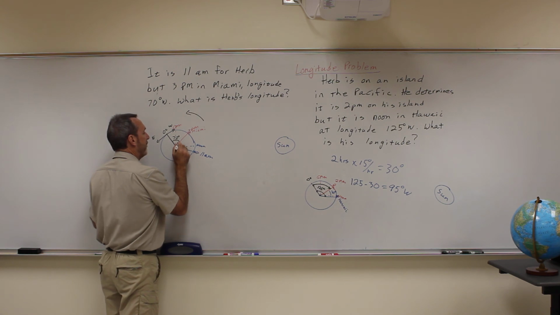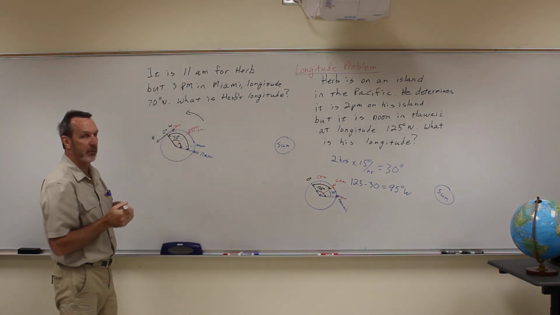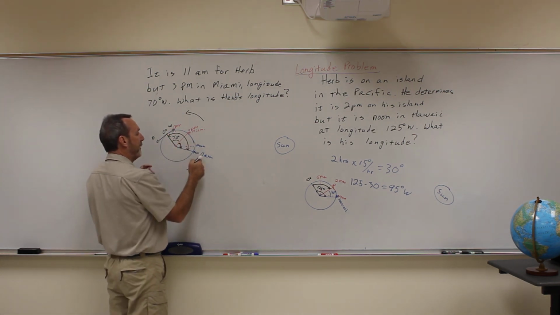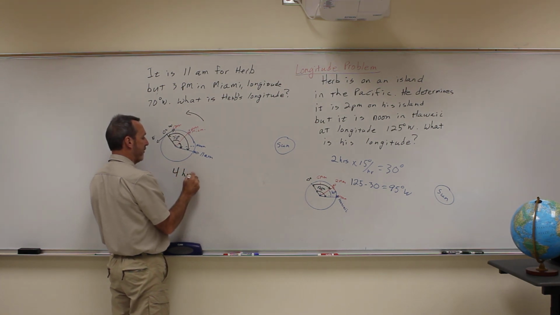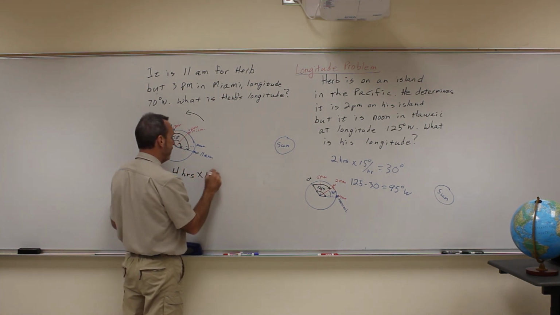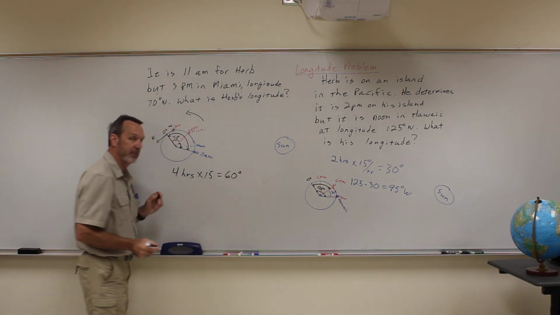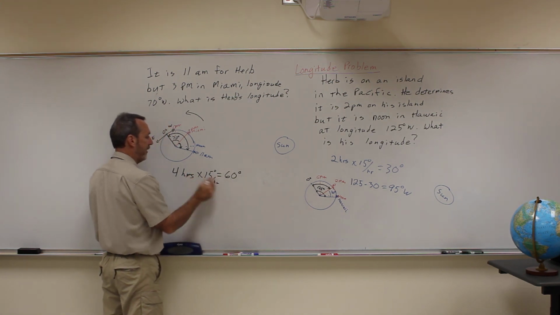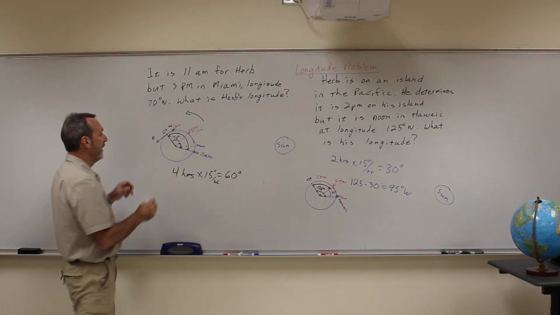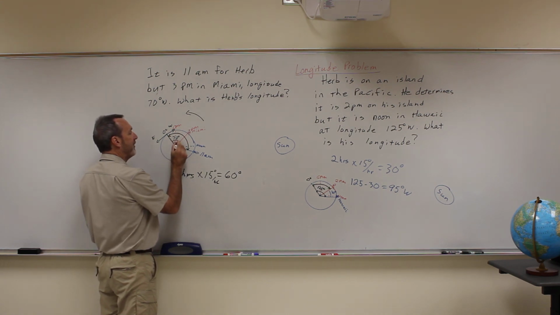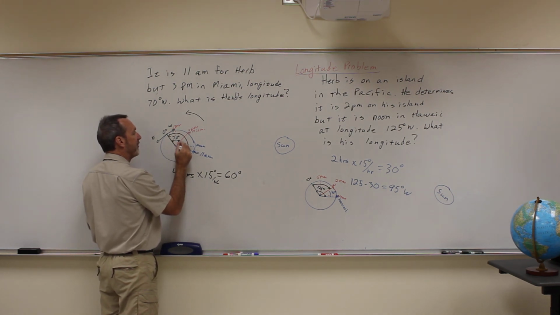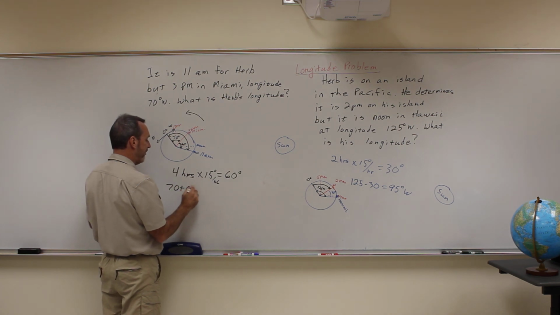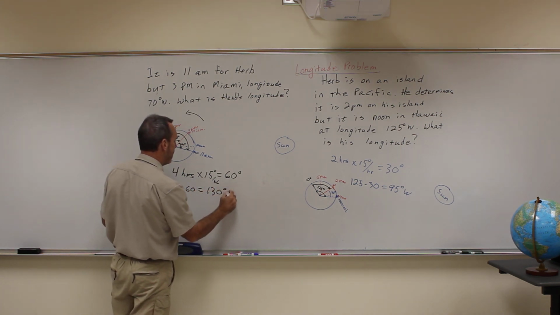All right, so that's 70 degrees. I need to know the angle in between here, and then I want to know the longitude for Herb, which is that total angle. Well, from 3 p.m. to 11 a.m. is 4 hours. And so I just take 4 times 15, or 60 degrees. Remember, there's 15 degrees per hour. The hours cancel, you're left with 60 degrees. Now in this case, I have 70 degrees here, and this is 60 degrees, so the total is just going to be 70 plus 60. He's at 130 degrees west.